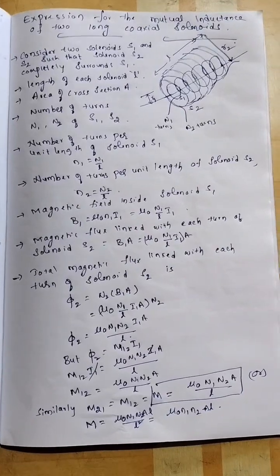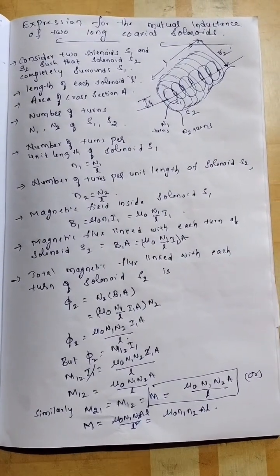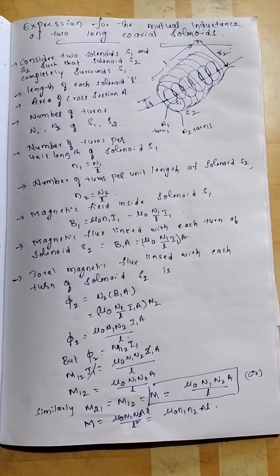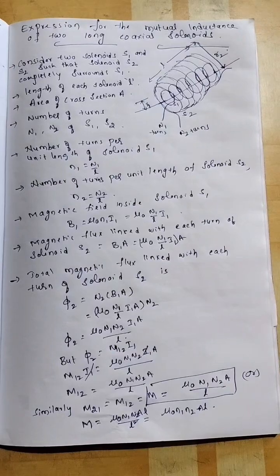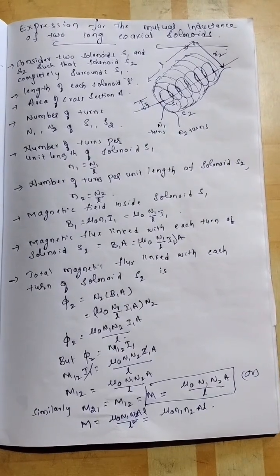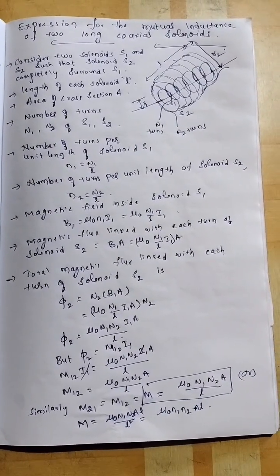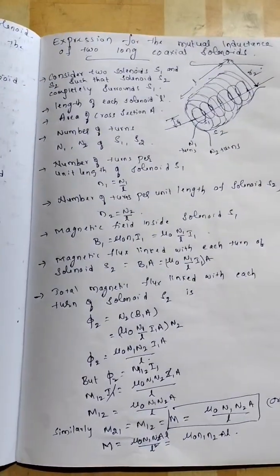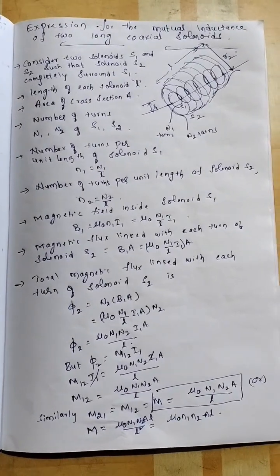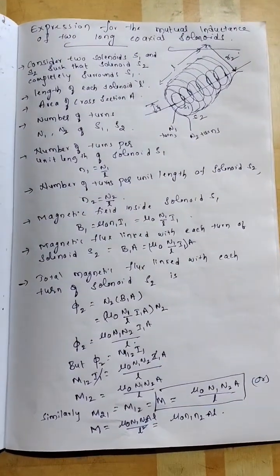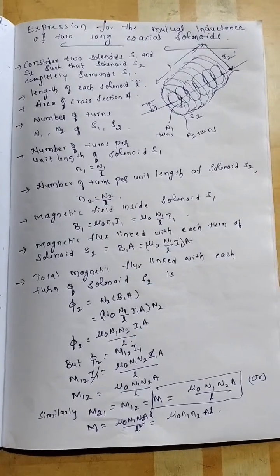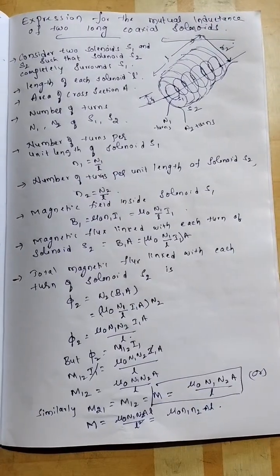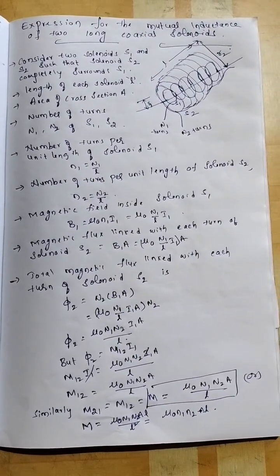Now, the magnetic flux linked with each turn of the solenoid, how will we write? The current I1 flowing in coil 1 or solenoid 1 produces a magnetic field, and that magnetic flux is linked by the nearby second coil. So, how will we write the magnetic flux linked with solenoid S2? As B1A. Why did we write B1A instead of B2A? Because here the first coil's magnetic field is linked with the second coil, so we wrote only B1A.